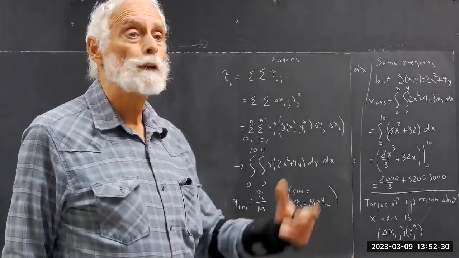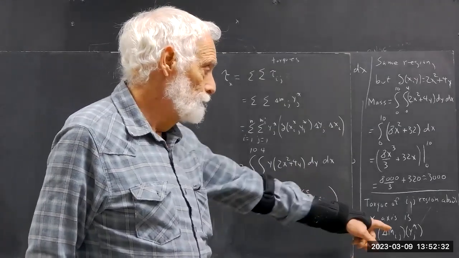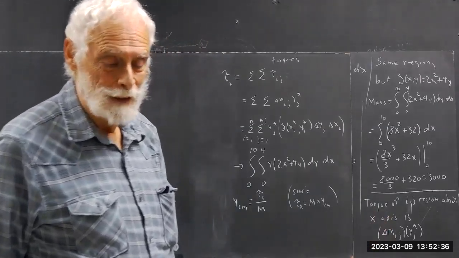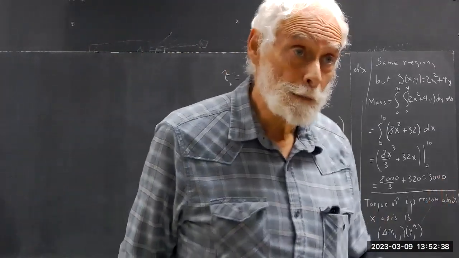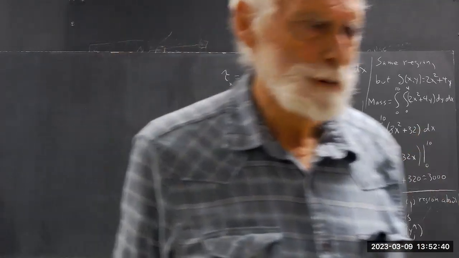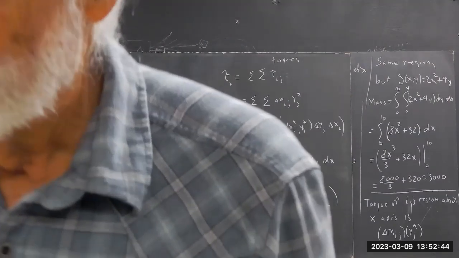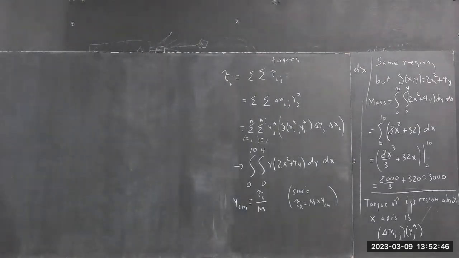There's also the moment of inertia, which involves yj squared separately. It's the moment of inertia with the r squared. If you had physics, you probably remember what I'm talking about. All right. Okay, well, there you have it.